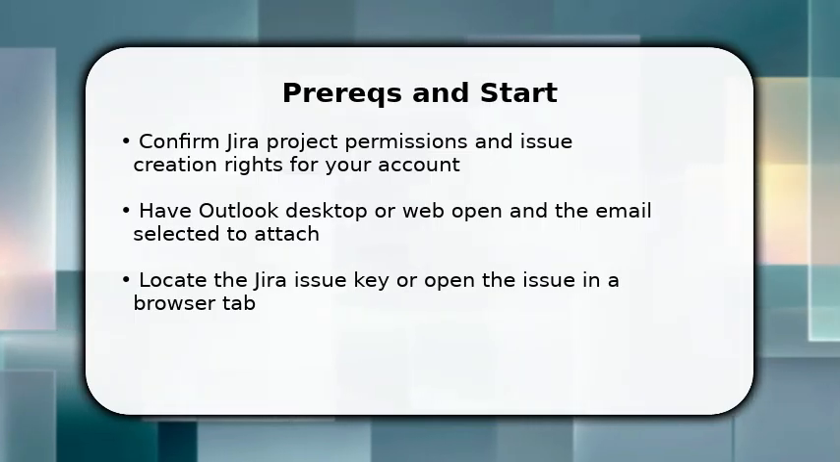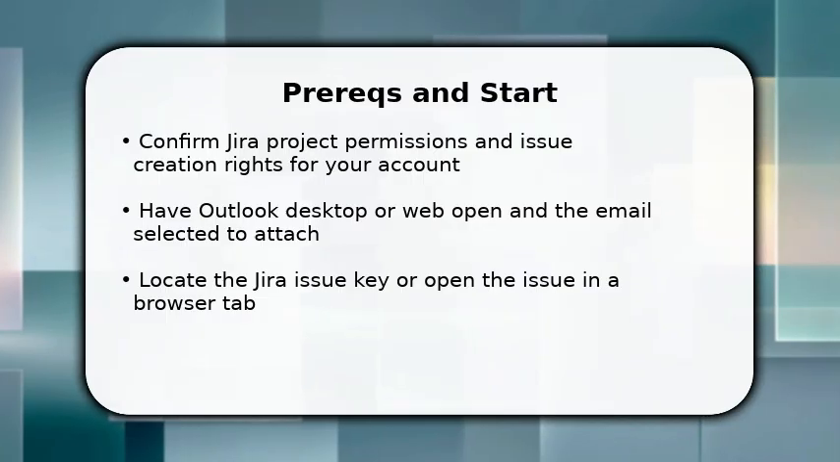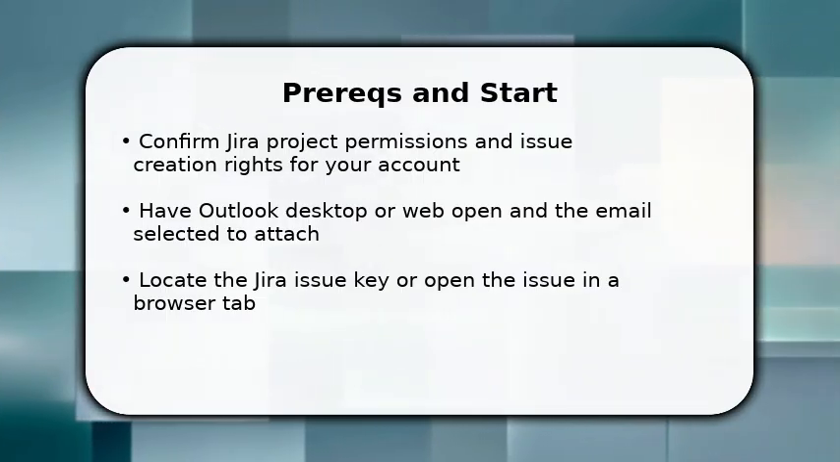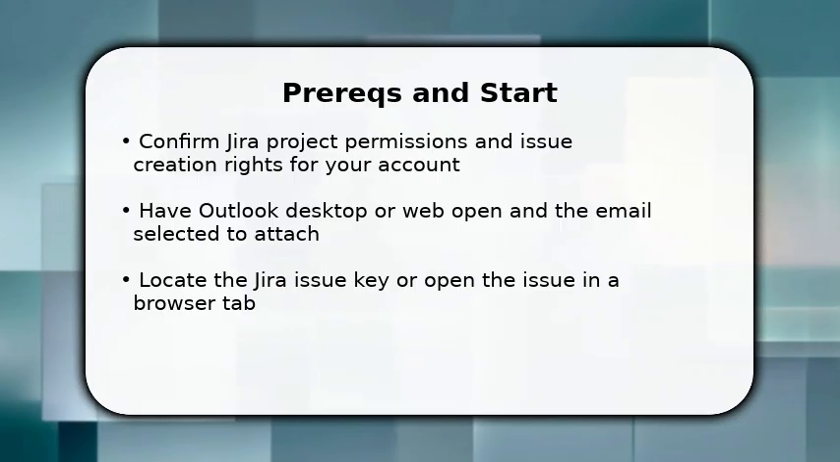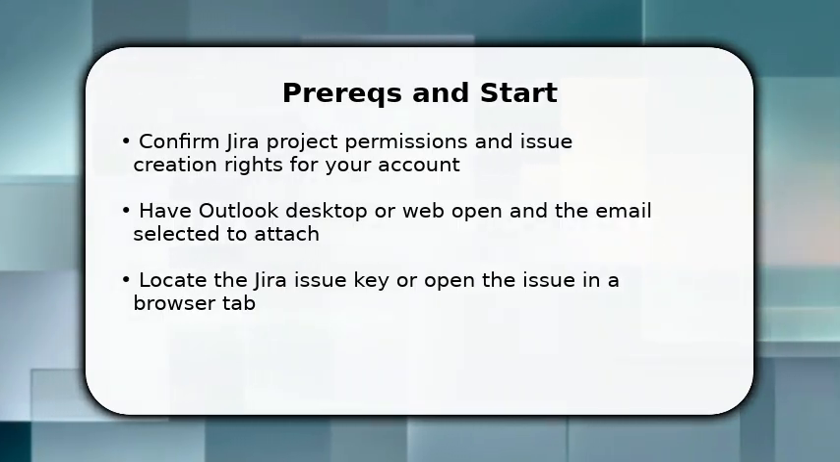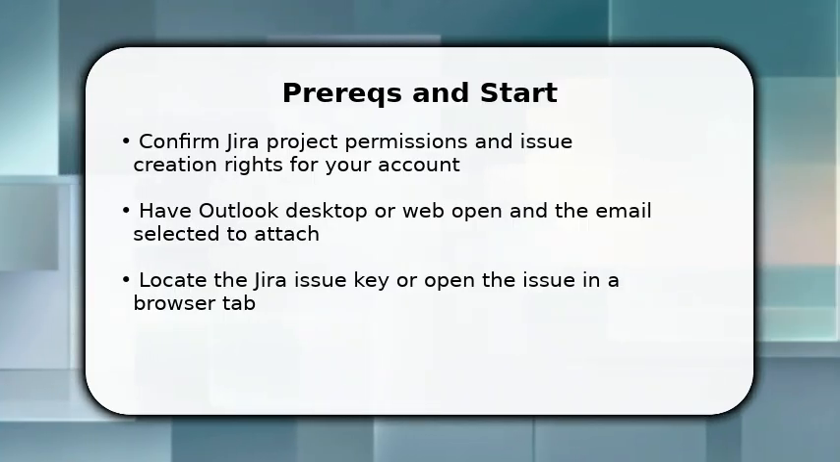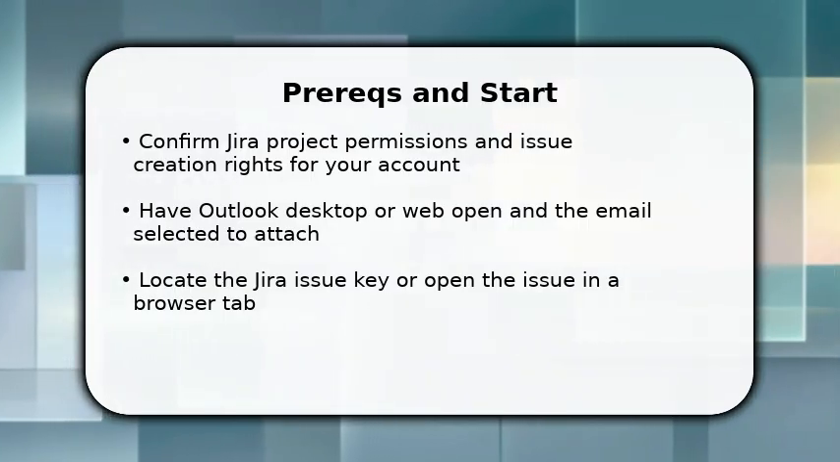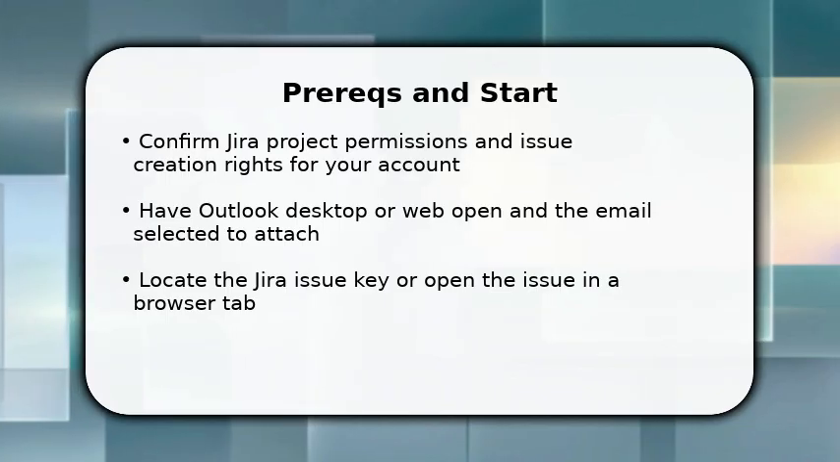You begin by verifying permissions and opening both Outlook and the Jira issue. Make sure you can create or edit attachments in that project. Without rights, nothing will save. With the email selected in Outlook, copy its subject or note the Jira issue key so you can target the correct issue. Once done, prepare the file.